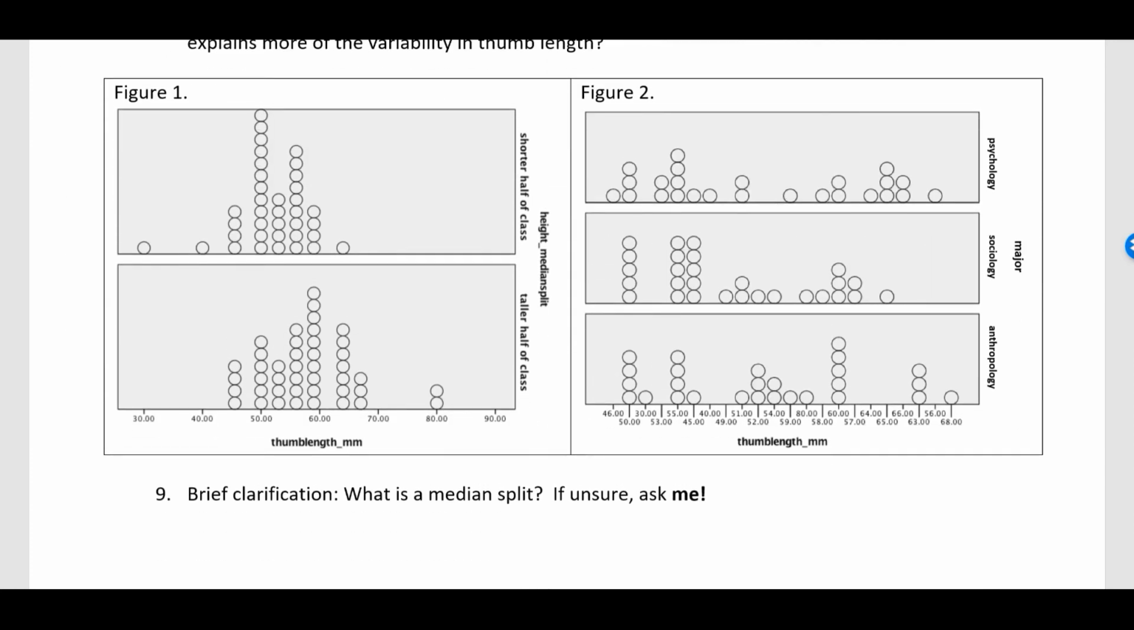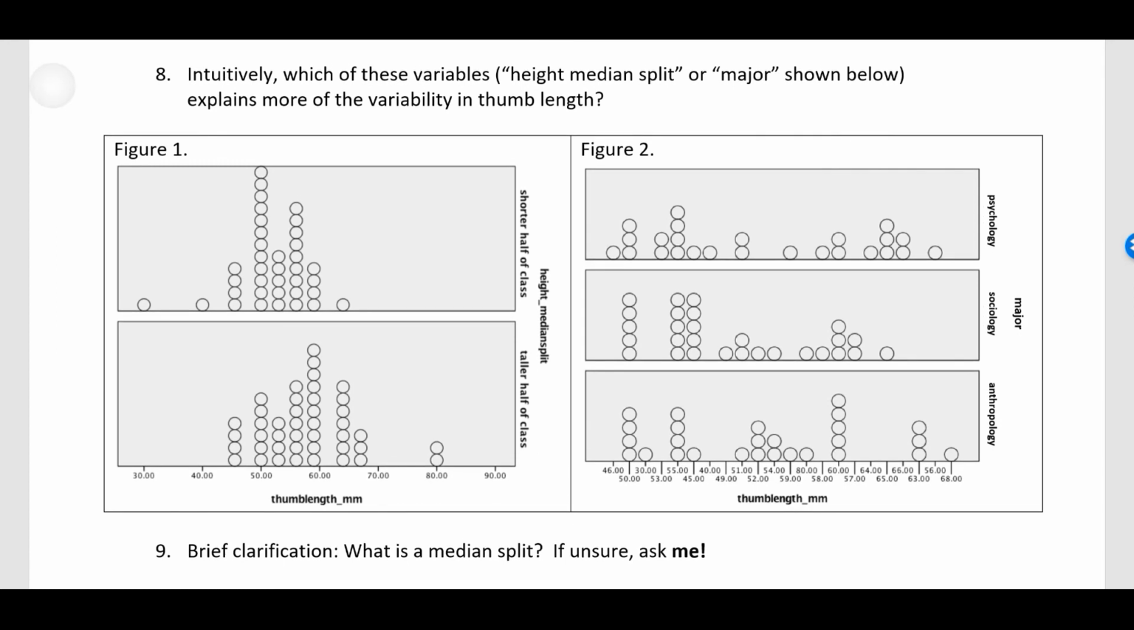Now we have two figures here. So figure 1 on the left shows the thumb lengths for the sample as split by the height median split for the class. What this means is the class was divided into two categories using the median as the splitting point.